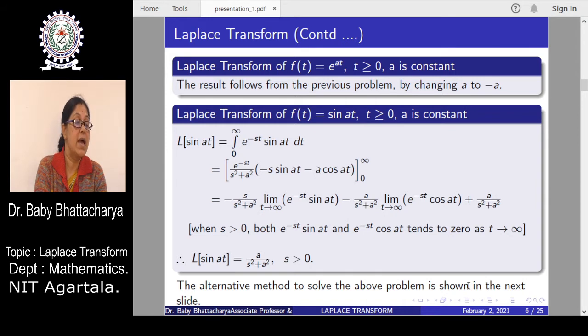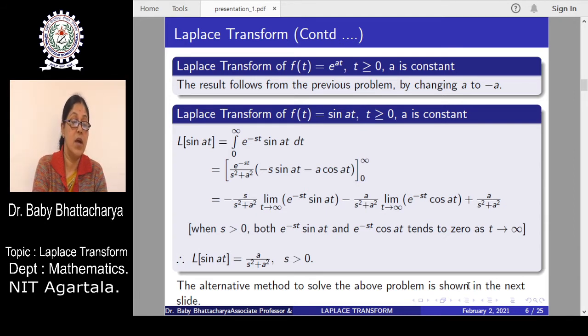and that is true for s greater than 0. Both the functions e to the power minus st sin at as well as e to the power minus st cos at tend to 0 as t approaches infinity. Eventually, we get that the Laplace transformation of the function sin at is equal to a upon s square plus a square whenever s is greater than 0. So, for this first circular function, we have the Laplace transformation of sin at equal to a upon s square plus a square whenever s is strictly greater than 0.